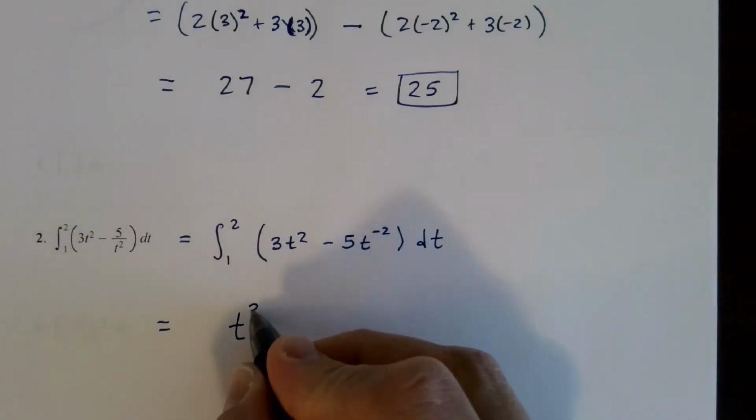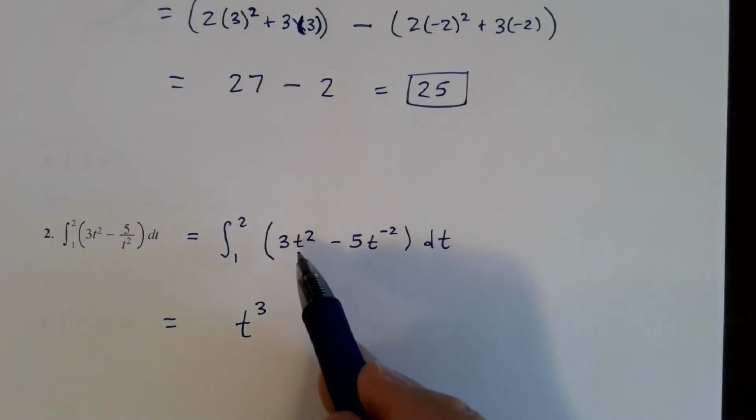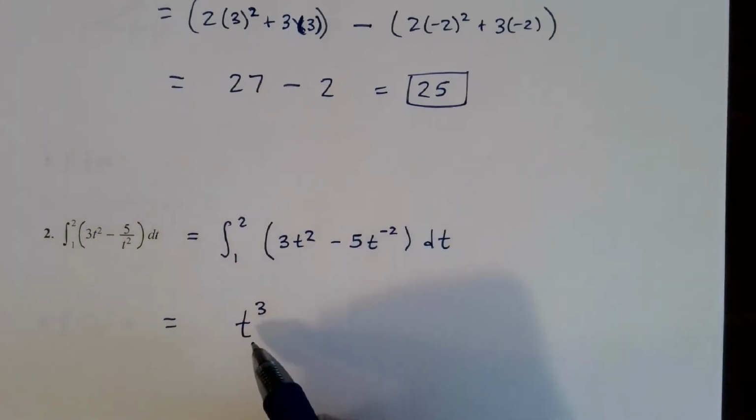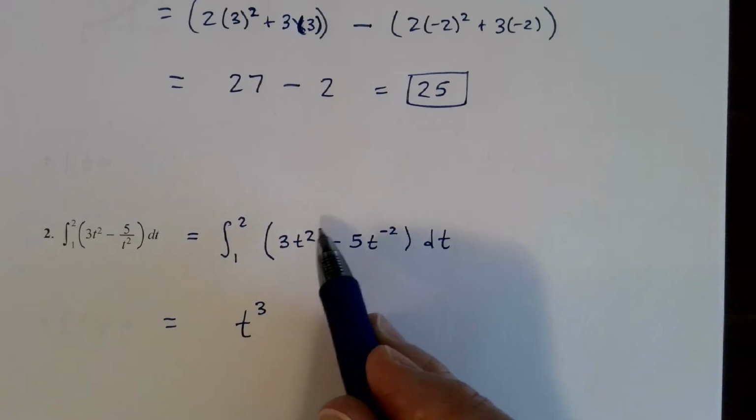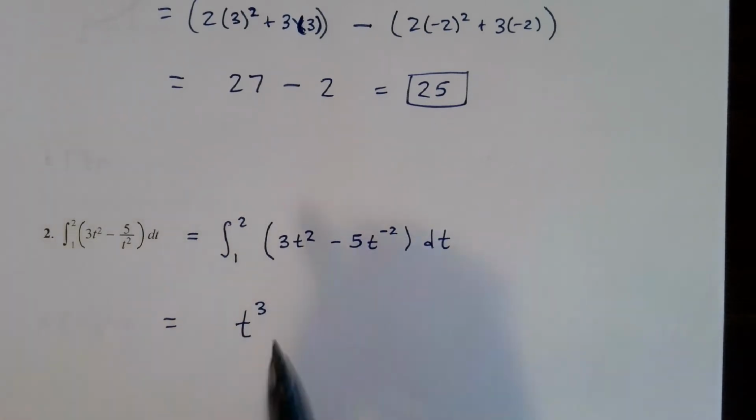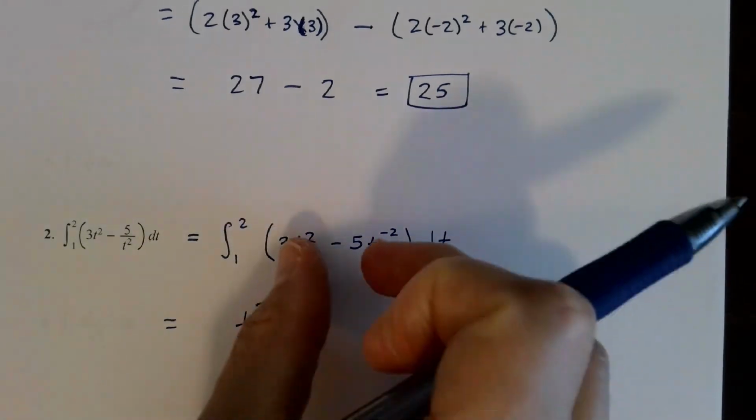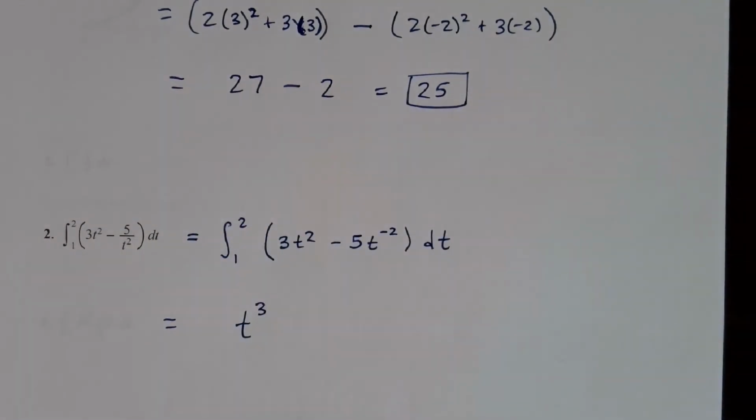T cubed. Be careful, I see a lot of people get confused and write 6t, because what they did is take the derivative, bring the 2 down, and find the derivative. We're not finding the derivative, we're finding the antiderivative. So if anything, once you have your antiderivative, take the derivative of that and make sure it's what you started with, as a quick check.